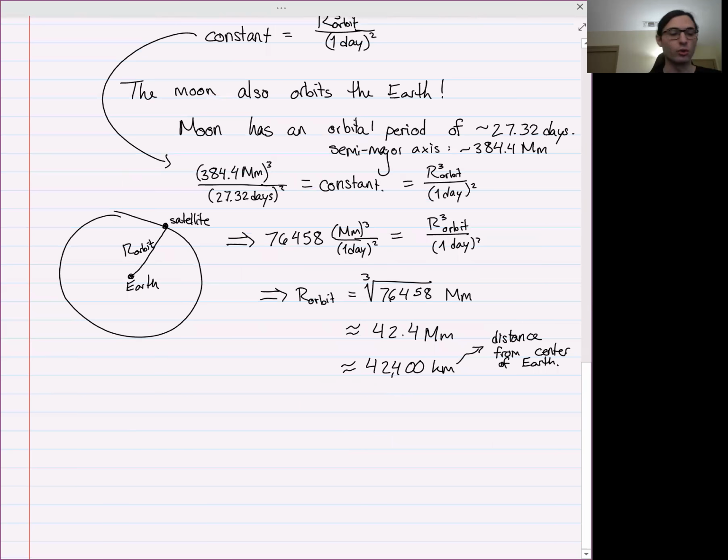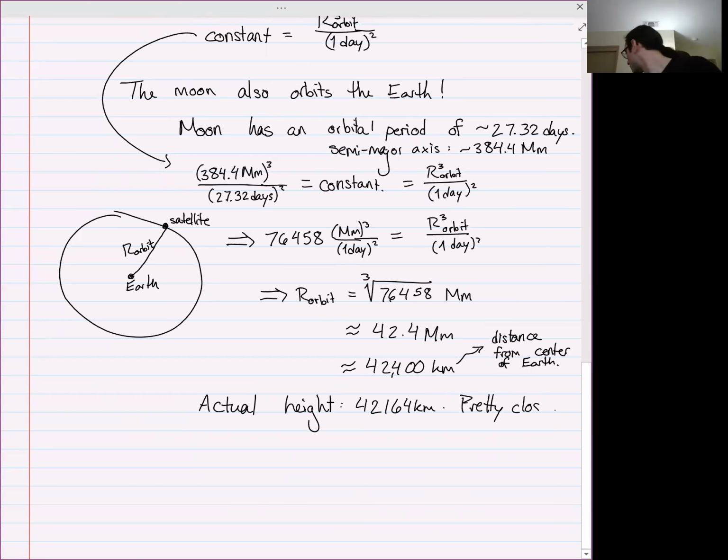And so you can actually go and Google what the height of the geostationary orbit is from the center of the Earth, and you can compare. It turns out that the actual height is 42,164 kilometers, which is pretty close. So certainly Kepler was onto something. This is a pretty good approximation, and the failures here are not just because Kepler's law is bad. It's just because we made some approximations that we probably shouldn't have.